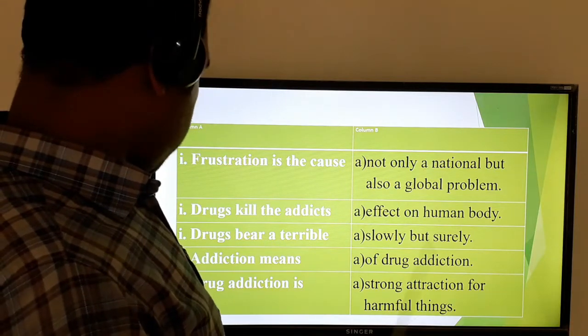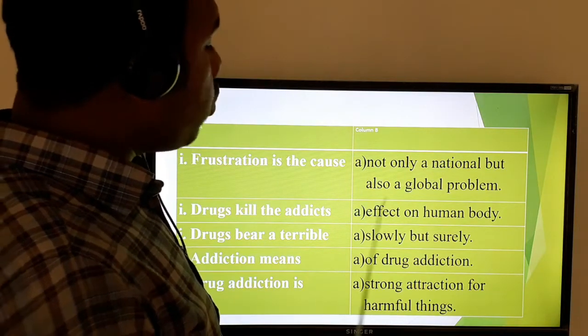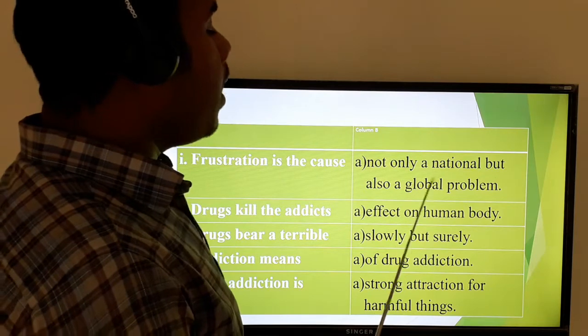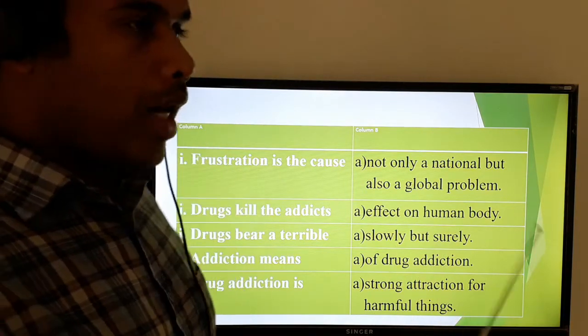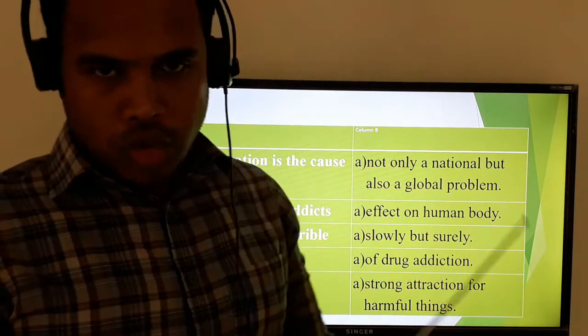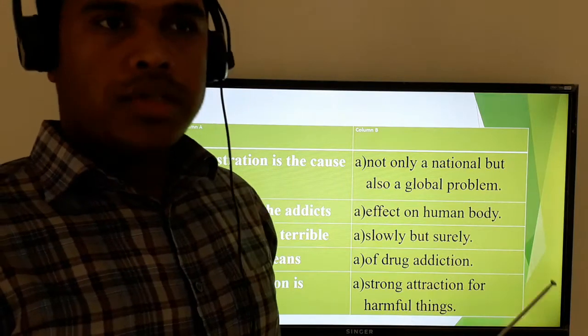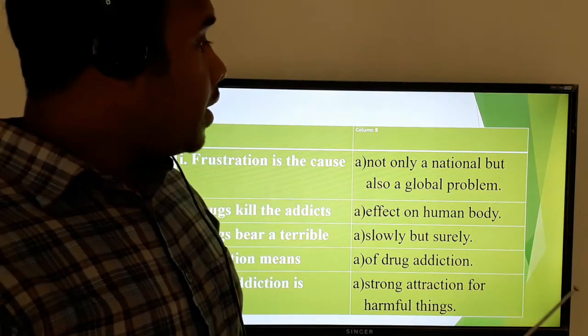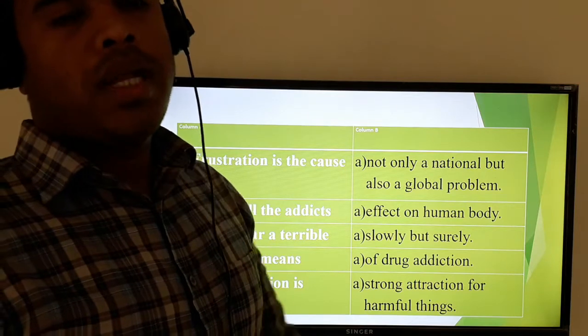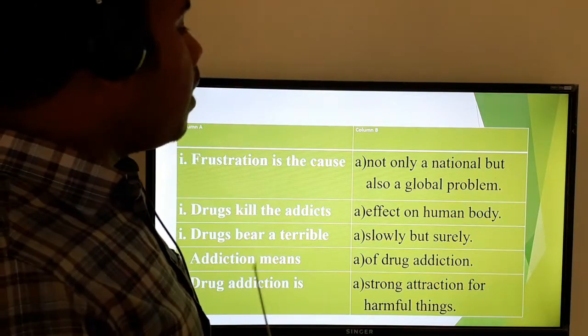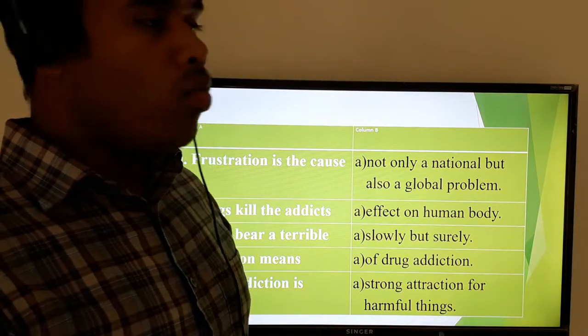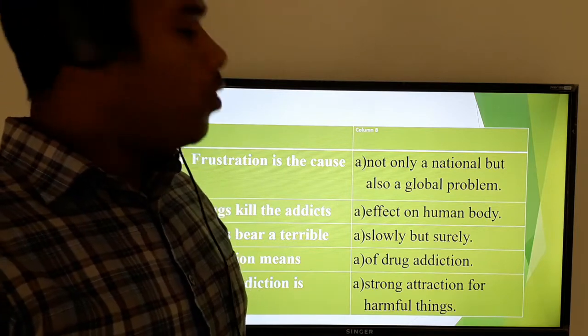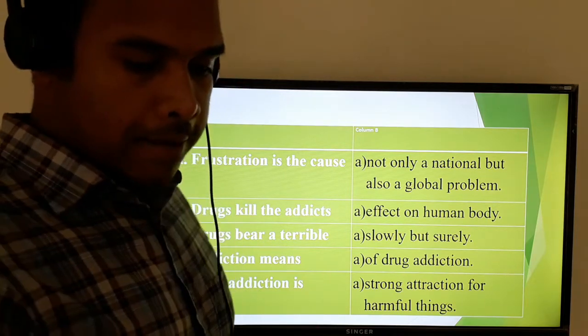That is addiction. So drug addiction is not only a national but also a global problem. Actually, drug addiction is not only a national problem, not only happening in our country or other countries, but it is a global problem that is happening across the world, and it is a very great threat, one of the greatest threats for the young generation basically.